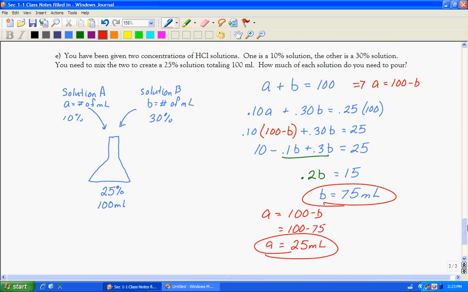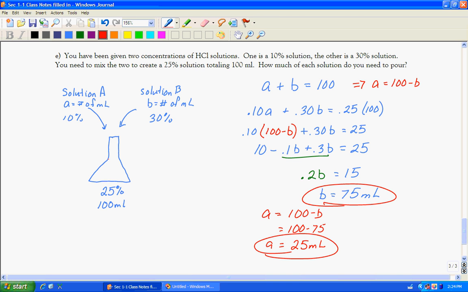Same concept when we're mixing two solutions of hydrochloric acid. One's 10% and one's 30% solution. And we need to create a mixture that's 25% solution. So logically, we know we're going to have more of the 30% solution than the 10% because our mixture is 25. 25 is closer to 30.